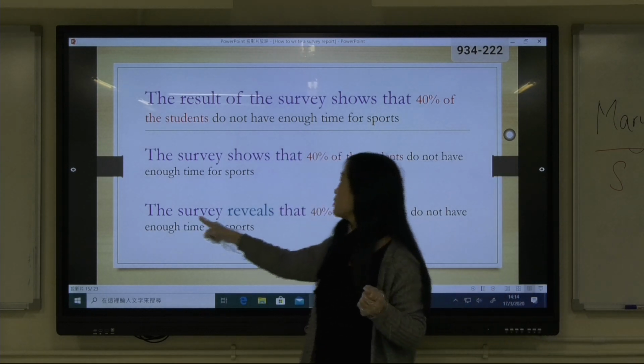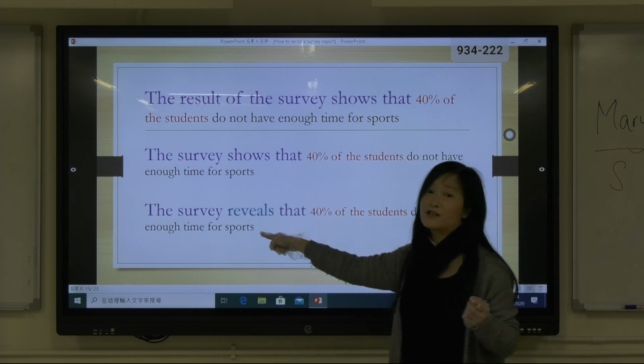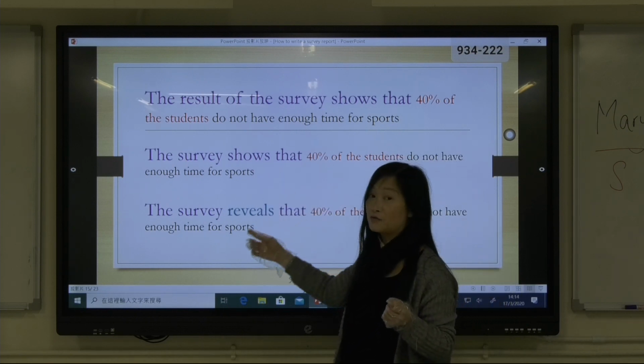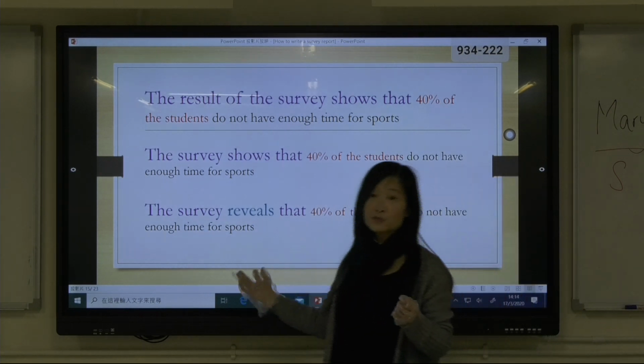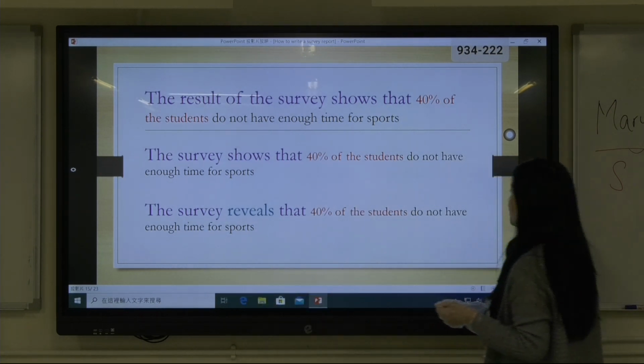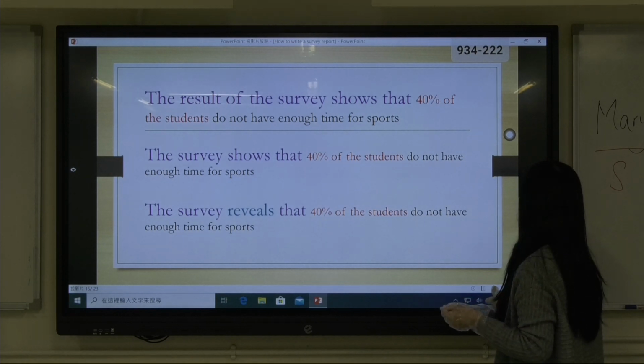Okay. Or the survey reveals, try to use some words that are new. Reveals, shows, another way of saying shows that 40% of the students do not have enough time for sports. So this is it, right? So this is how you can present your data.